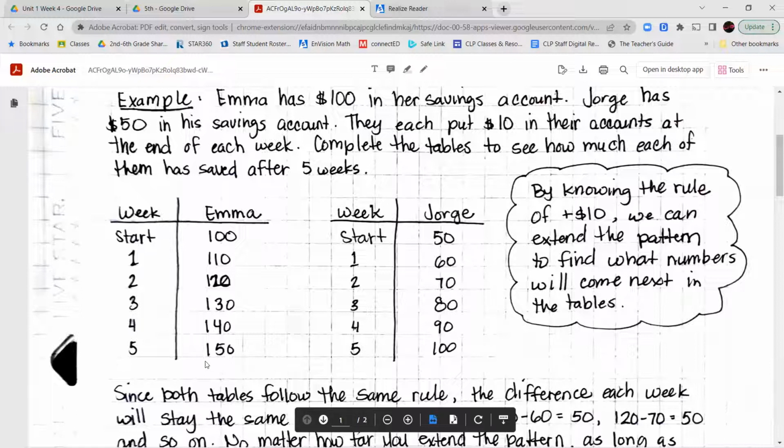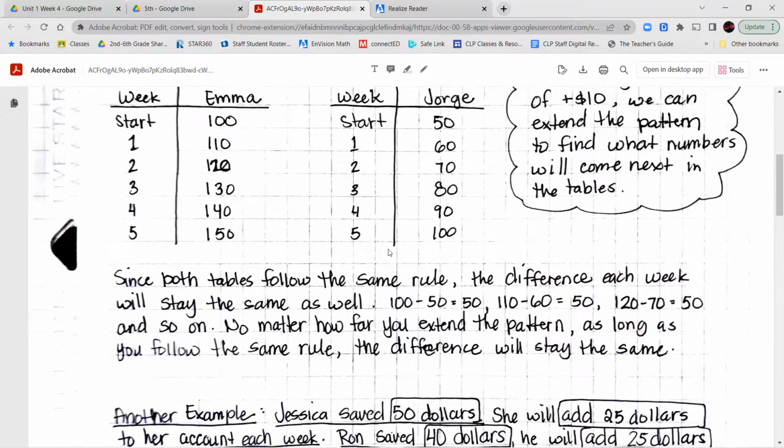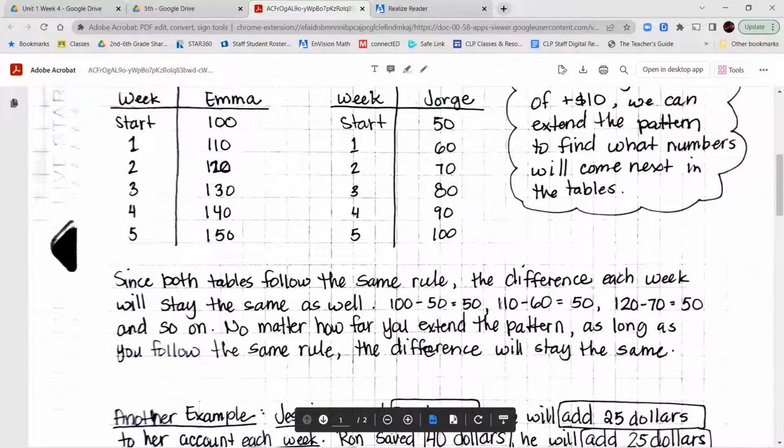So the difference between his ending amount and her ending amount is $50. The difference between the starting amounts is also $50. Because they're moving in the same way, we're adding 10 each time, the difference is not going to change. So if you look at week 1, for each of them, 100 minus 50 is 50 for their start. And then week 1 is 110 minus 60, which is also 50. For week 2, that's 120 minus 70, which is still 50, and so on all the way through your table.